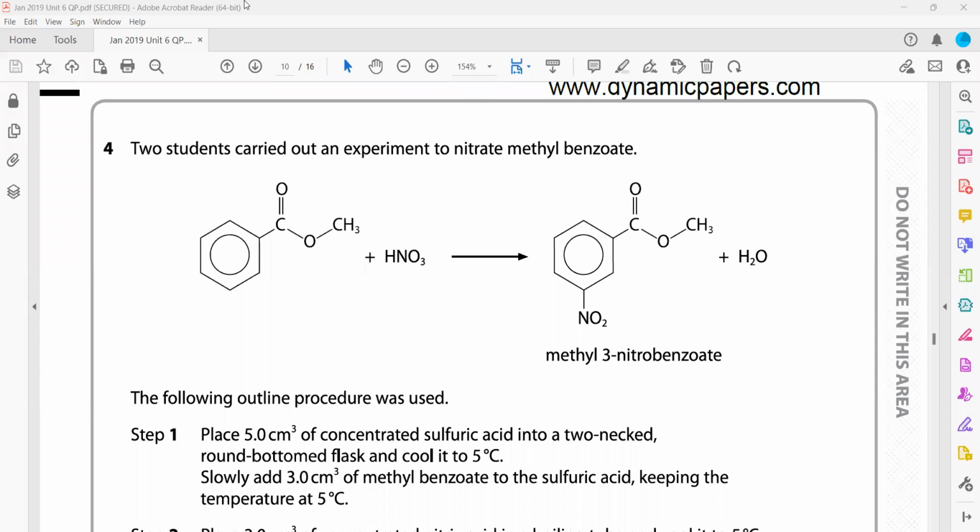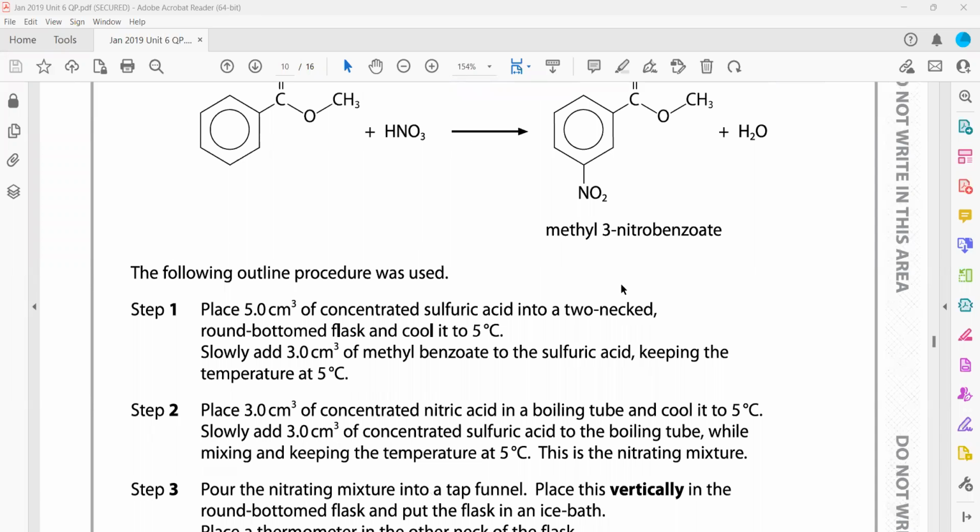So in this question, two students carried out an experiment for a nitration of methyl benzoate. This is methyl benzoate: one carbon group, so methyl, and the benzene ring is attached to a C double bonded with O, so it's an ester of benzene. That's why it's called benzoate. So nitration of methyl benzoate is done. Nitration means the addition of nitrogen and oxygen.